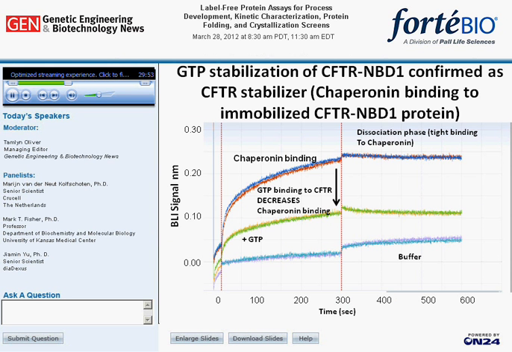Thus, this diminished chaperonin binding results from the fact that GTP binding to the CFTR-NBD1 domain thermally stabilizes this protein, resulting in an increase in the correctly folded form of this particular domain.